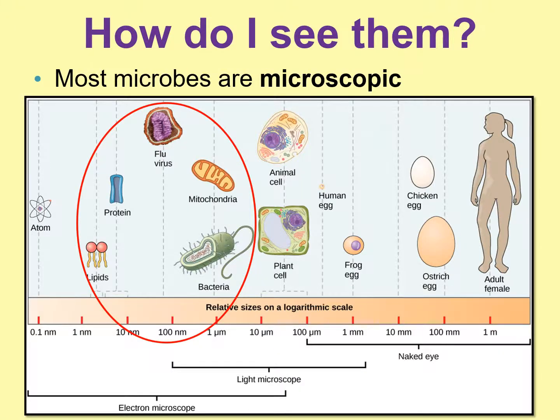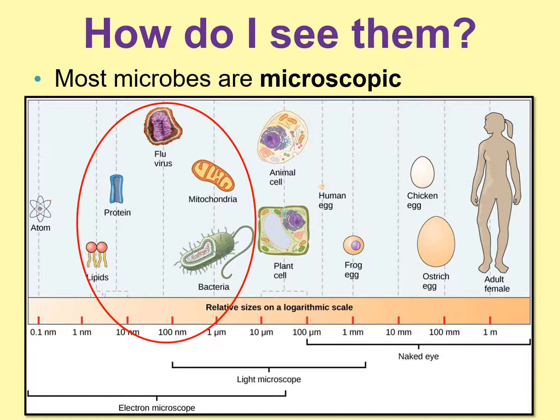Now that we know what microbes are and where to find them, we have to figure out how to see them. Most microbes are microscopic, so we're going to need an extension of the senses in order to view them. This is usually done using a microscope.